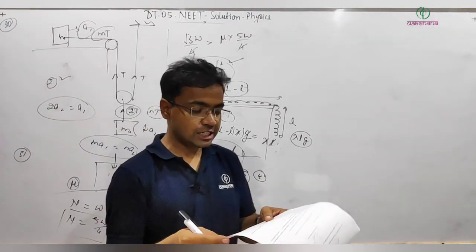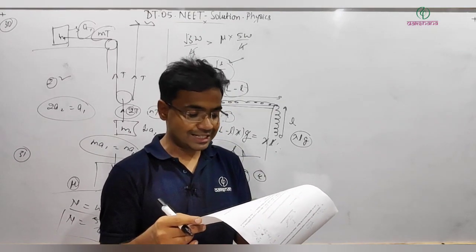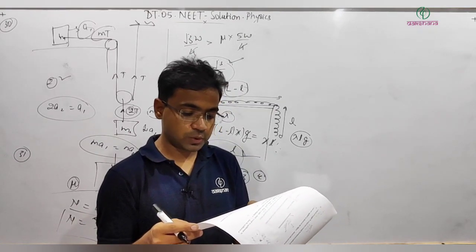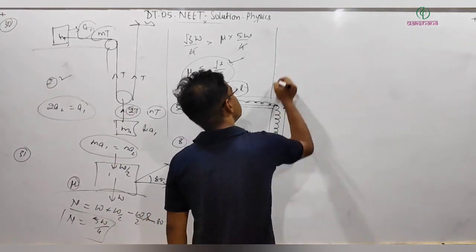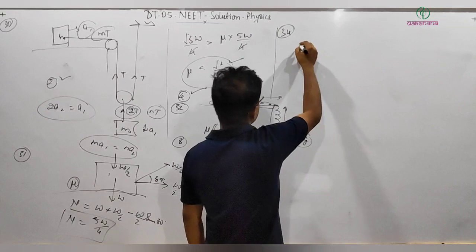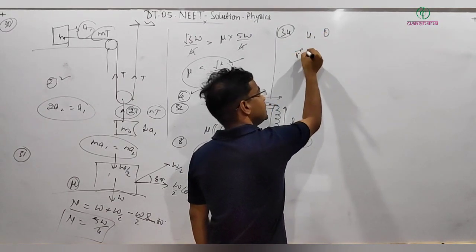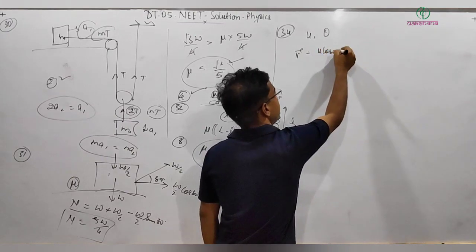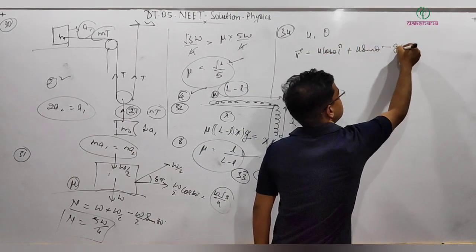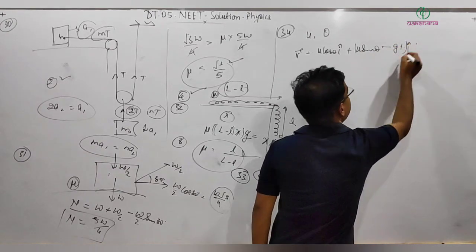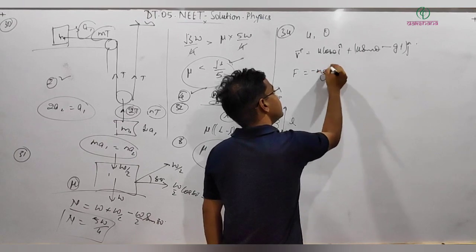Next question: a particle is projected at t equal to 0 from a point on the ground with a certain velocity at an angle theta with the horizontal. The power of the gravitational force is plotted against time. Which of the following is best represented? So in question number 34, u is the speed, theta is the angle, then velocity at time t can be written as u cos theta i cap plus u sin theta minus g t j cap, and force is equal to mg in the minus j cap direction.